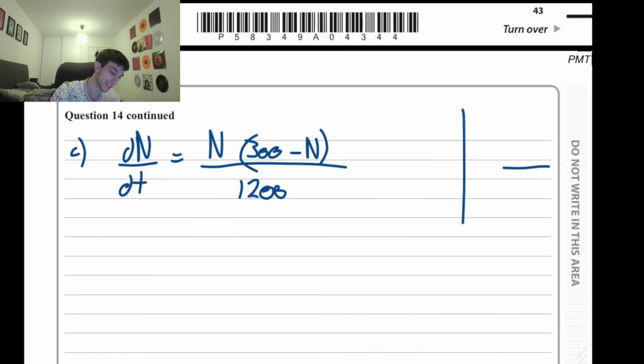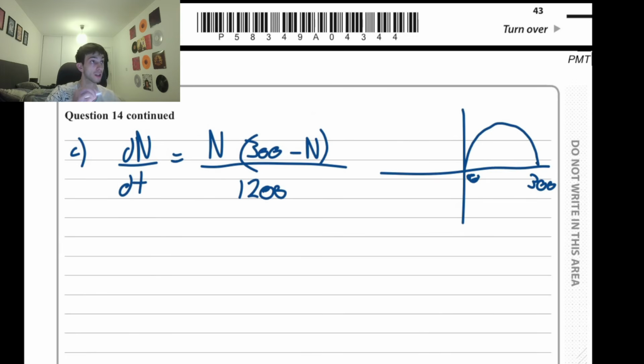So to quickly sketch this out, we can see this is going to be a negative quadratic, minus n times n, it's going to be minus n squared, so it's going to have that frowny face shape. We also know it's going to have roots at 0 and 300, just looking at the numerator here. So we can draw this frowny face negative quadratic. We know it has roots at 300 and 0.